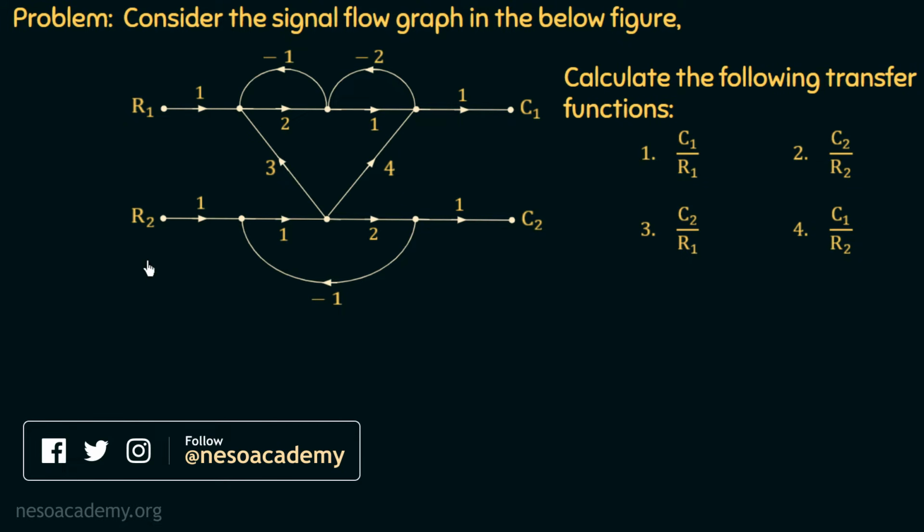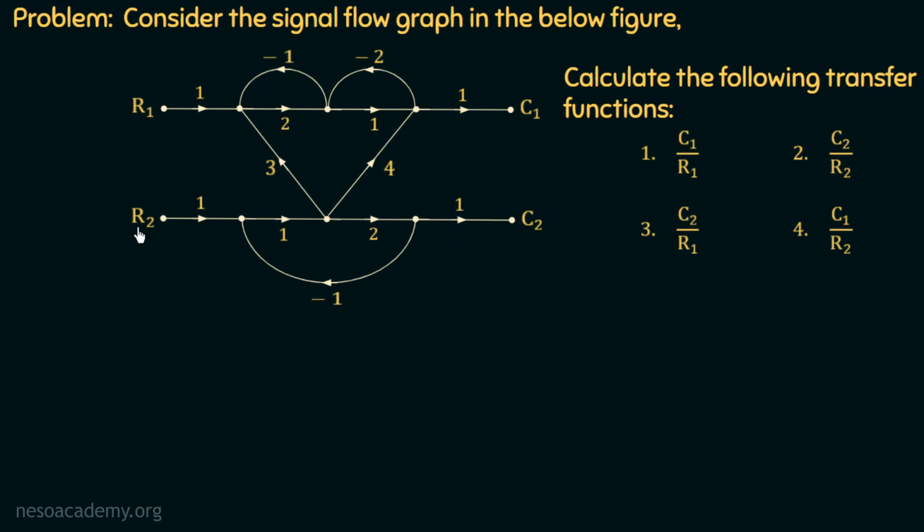This is the given signal flow graph, and we can see that it is a multiple input, multiple output system, and there are four possible transfer functions: C1 over R1, C2 over R2, C2 over R1, and C1 over R2. And we need to calculate all the four possible transfer functions. This is a very conceptual and good problem, so I want you all to watch this lecture very carefully.